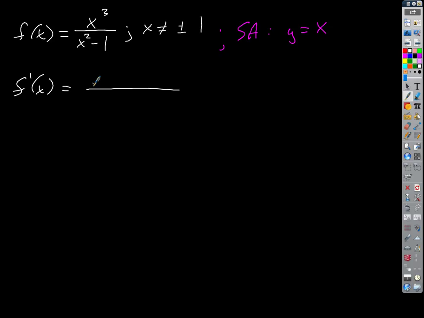So either way you slice it here, we get bottom times derivative of the top. What's the derivative of the top? Okay, keep going. Minus x to the third times 2x. Good, good. All divided by?